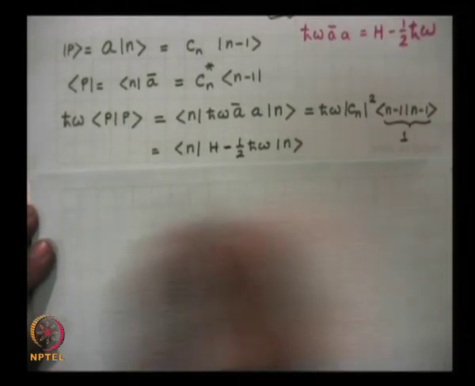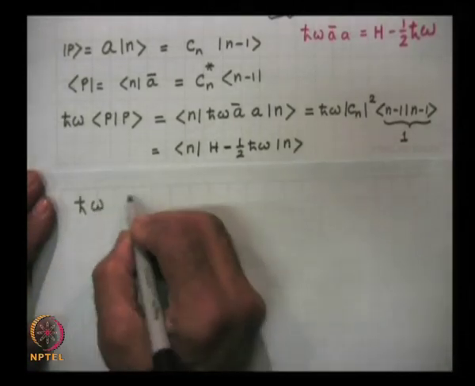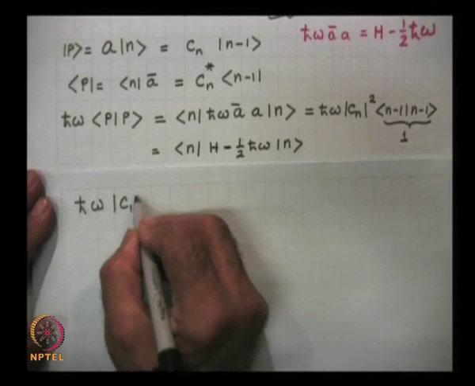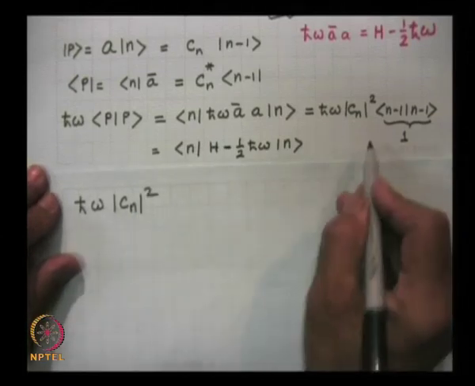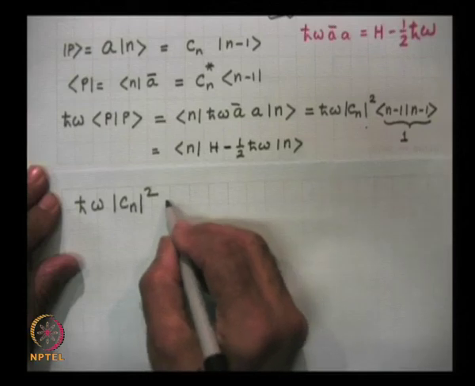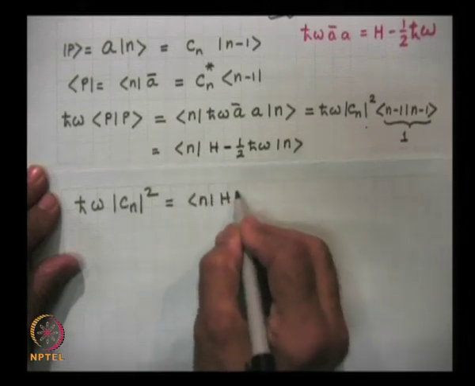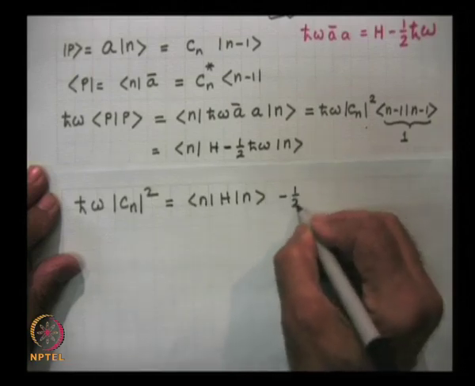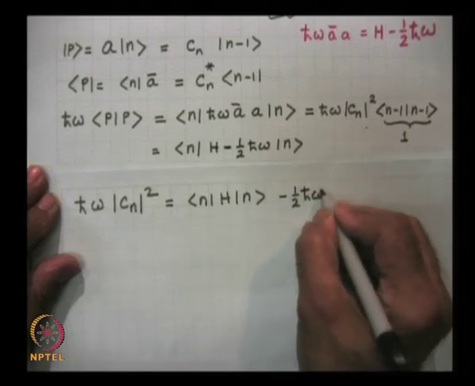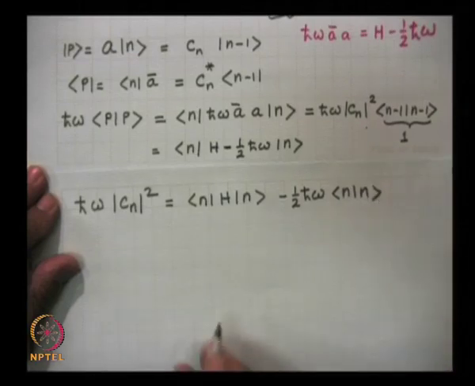So, the right hand side is h cross omega mod C n square, and that is this. This is equal to bra n H ket n minus half h cross omega, this is just a number. So, I can take it out, bra n ket n.